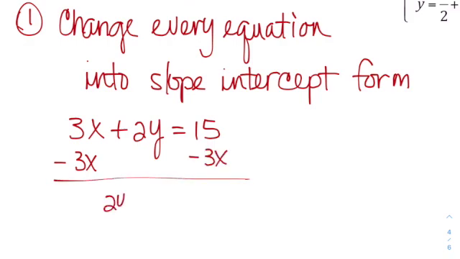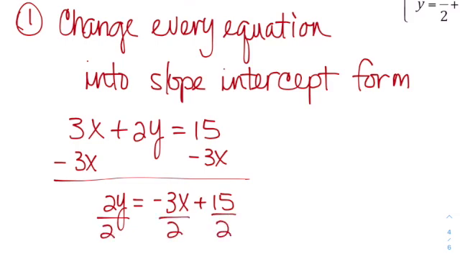That's going to be 2y equals negative 3x plus 15. And then don't forget divide by 2, divide by 2, divide by 2. And you kind of go, oh, Miss Wiesman, this is a fraction. Yes. And that's why it's so nice to have a calculator to do that for you. So let me show you how that is done.